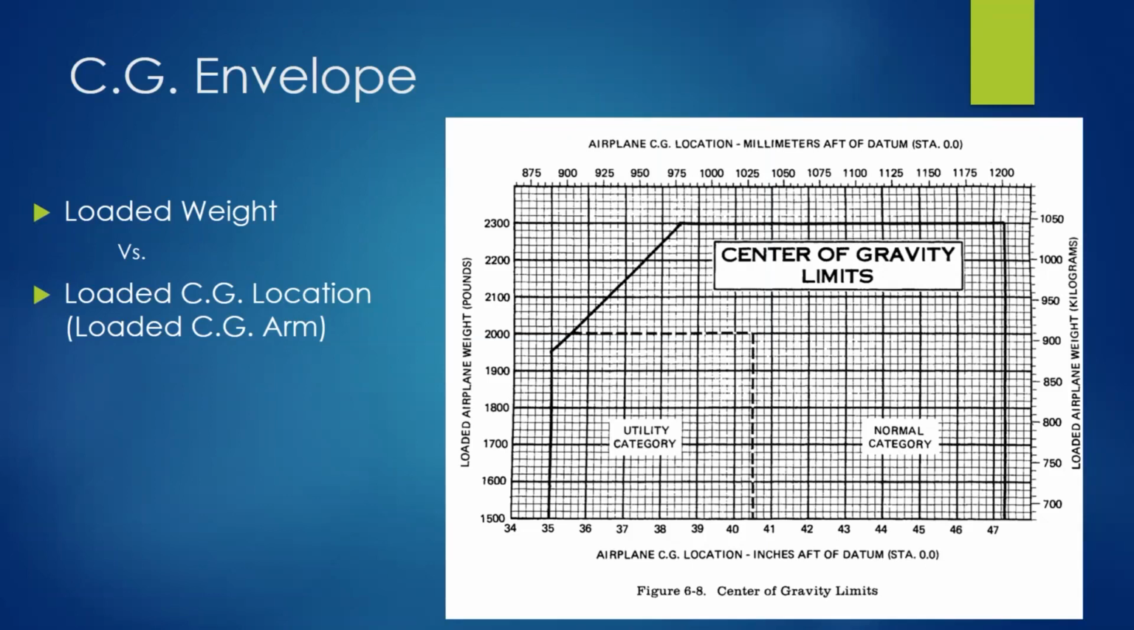And the only way to be in the utility category, you can see it's a lower weight and it's further forward. What kind of a loading configuration do you think would be lower weight further forward? Who would be in the airplane? Typically, to get in the utility category, it's only a pilot and a single passenger or a co-pilot. You can't have anyone sitting in the back or any baggage. That's why it's the lower weight further forward.